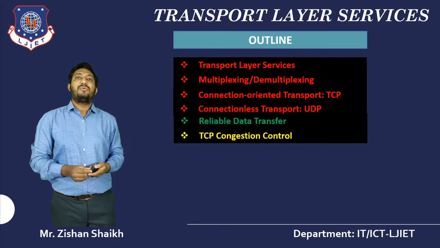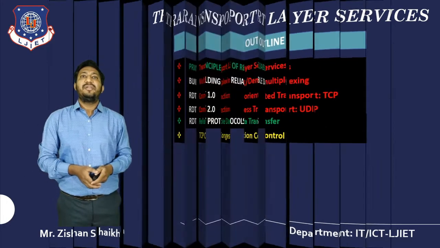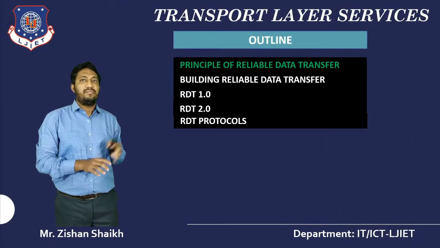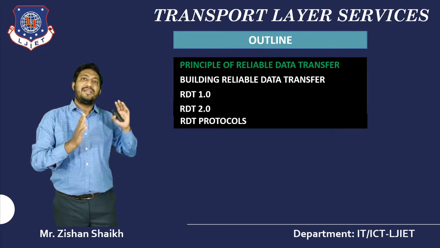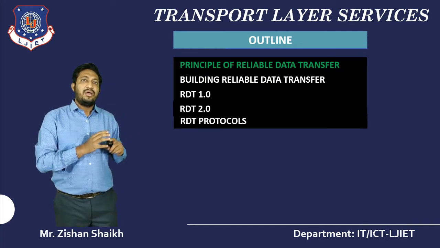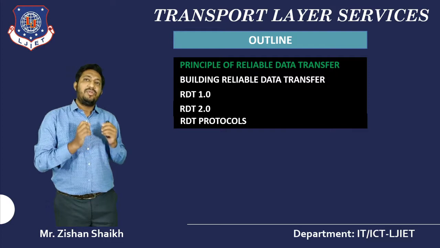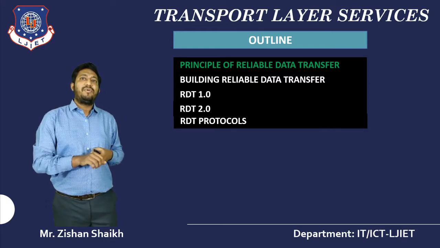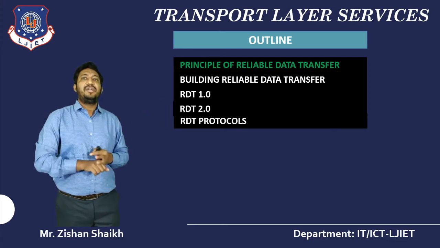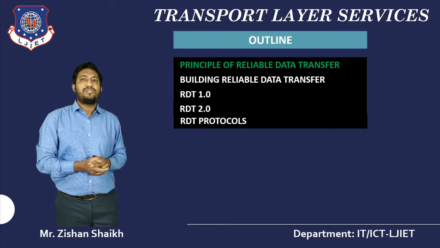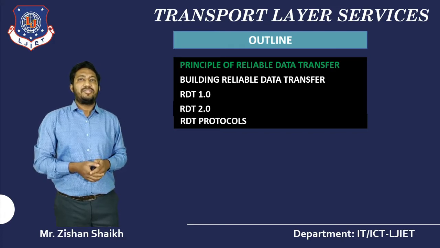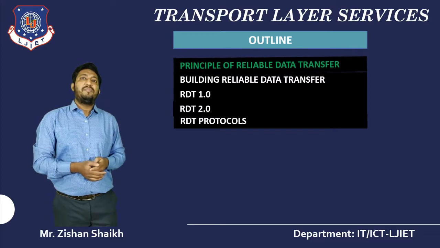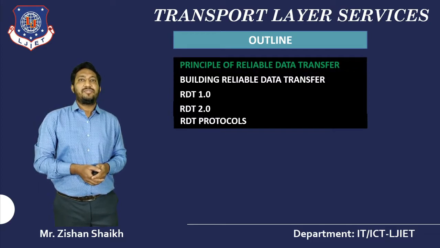So when we are talking about the basic concept of transferring data between source and destination, we have to cover the following criteria. How exactly reliable data transfer works, how the connection is established during the building of reliable data transfer, what the concepts of RDT 1.0 and RDT 2.0 are, and what protocols are used by reliable data transfer will be covered next time. Now, we first talk about the principle of reliable data transfer.